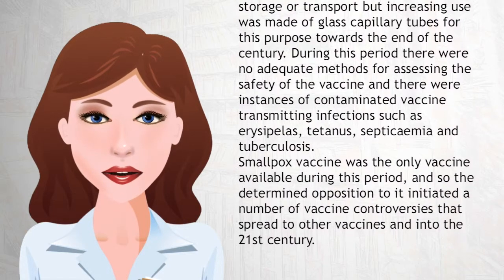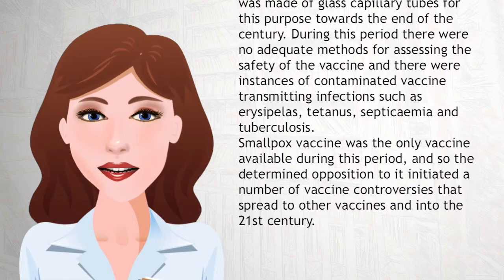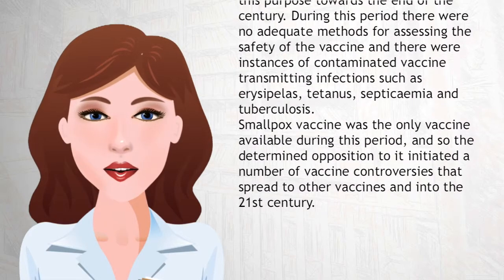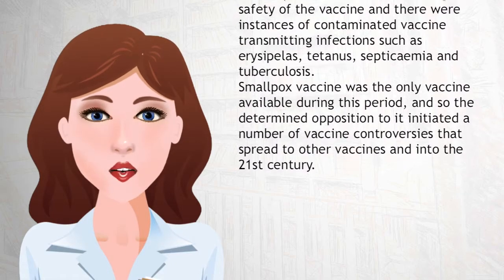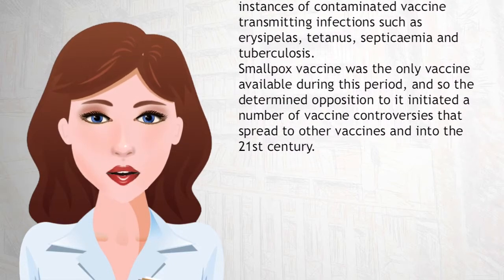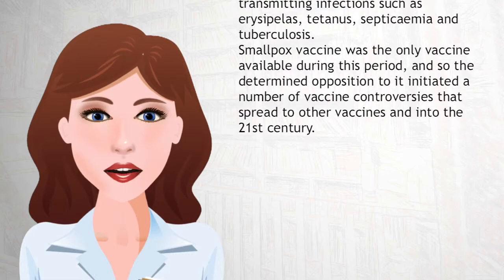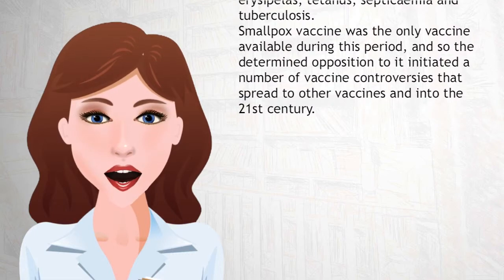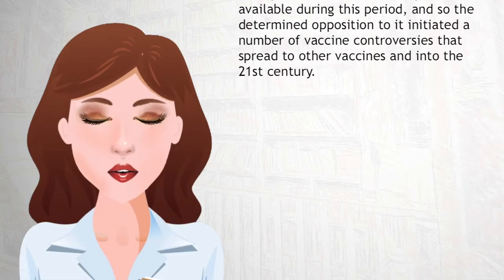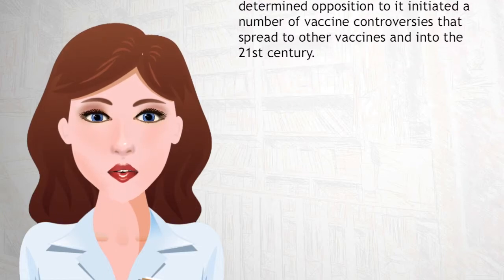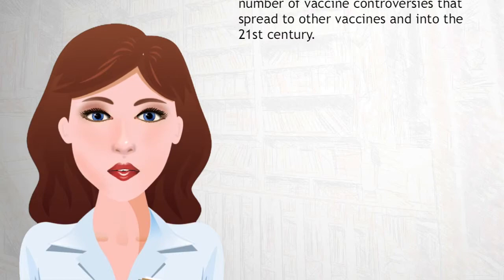During this period there were no adequate methods for assessing the safety of the vaccine, and there were instances of contaminated vaccine transmitting infections such as erysipelas, tetanus, septicemia and tuberculosis. Smallpox vaccine was the only vaccine available during this period, and so the determined opposition to it initiated a number of vaccine controversies that spread to other vaccines and into the 21st century.